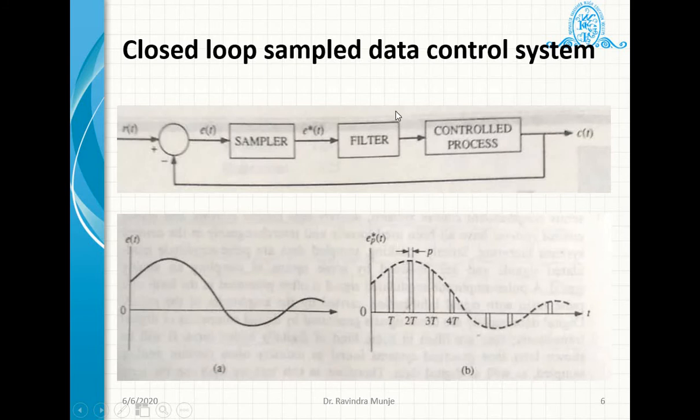After that we have a filter. Now why is this filter used? The filter is used for the purpose of smoothing, since most control processes are naturally designed and constructed to receive an analog signal, right? Since most of the processes or systems are designed to receive the analog signal, that's why this filter is used for smoothing the signal. So this is a sampled data control system.